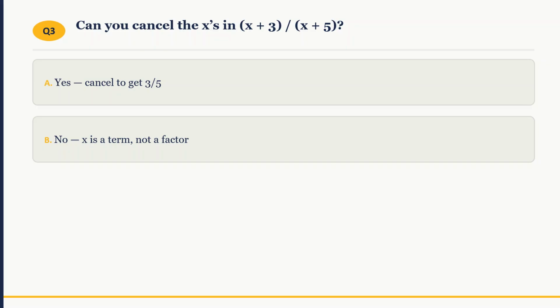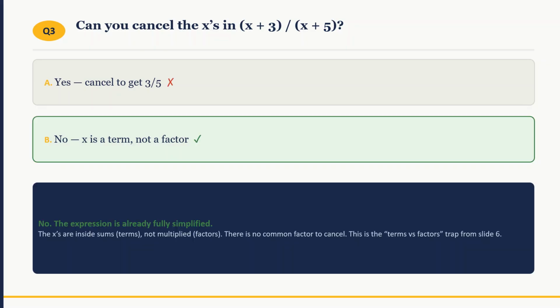Question 3. Multiply x over 2 times 4 over x, assuming x is not equal to 0. Take a moment to think about it. The answer is 2. Cross-cancel the x's. They are factors of the numerator and denominator. Simplify 4 over 2 to get 2. Distractor C, 4 over 2, is the same value but unsimplified, which counts as wrong on a simplified form question. Distractor D ignores the cancellation entirely.